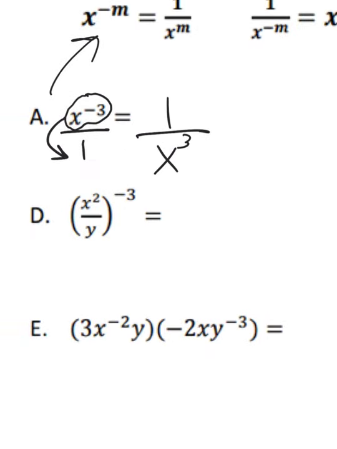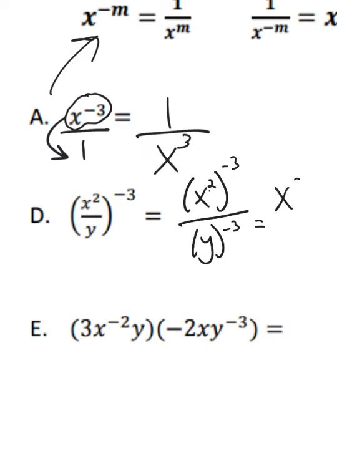Before I can even evaluate the negative exponent, I'm going to have to use the rule that breaks off the numerator and denominator. So my numerator would look like x squared to the -3rd over y to the -3rd. Power rule, 2 times -3 is -6. Y to the -3 on bottom.